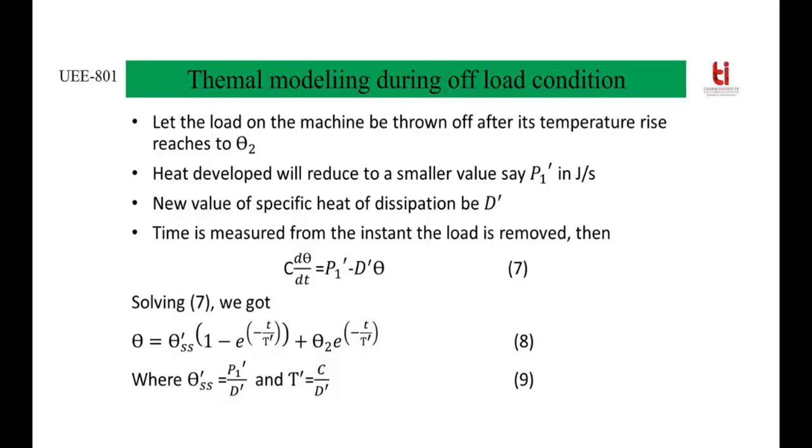So let's start. Suppose initially the machine was loaded and its temperature achieved, during the load duration, is theta 2. Just after that the machine is unloaded. Now its temperature keeps on decreasing from theta 2 to some other temperature, as the heat developed inside the machine is now reduced. Let's take that value as P1 dash in joule per second. The new value of specific heat of dissipation is d dash. Then we can write this first order differential equation: C d theta by dt is equal to P1 dash minus d dash theta.